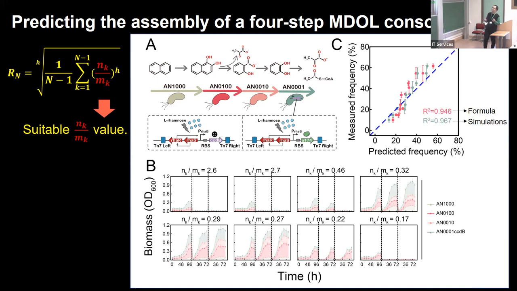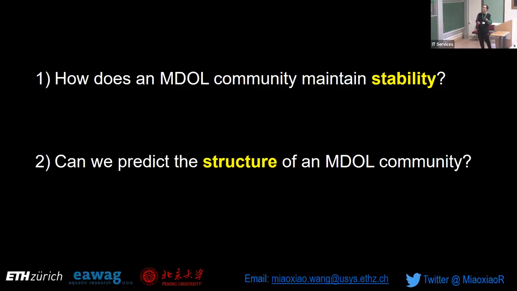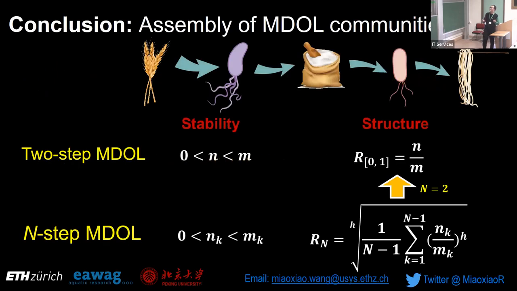Here we can use this formula to predict the relative abundance of the embedder. You can see the green one is the prediction from purely simulations, and the red one is the direct prediction from this formula. You can also see a very good fit between the predicted frequency and the experimentally measured frequency. So my goal is achieved a little bit: I can answer these two questions with two very simple formulas. If we want to achieve stability of the MDR system, we need to follow those two simple formulas. And then we can even use another simple formula to predict the structure, here the relative abundance of the embedder.